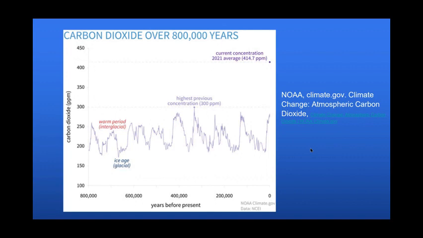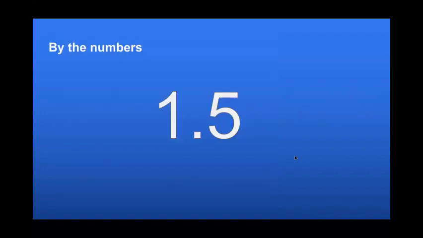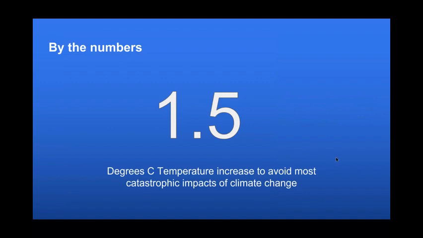And it's really something that life hasn't really had to adapt to. The Goldilocks is no longer applicable up here. And so one more number here is 1.5 degrees Celsius. That would be the temperature increase to avoid the most catastrophic impacts of climate change.